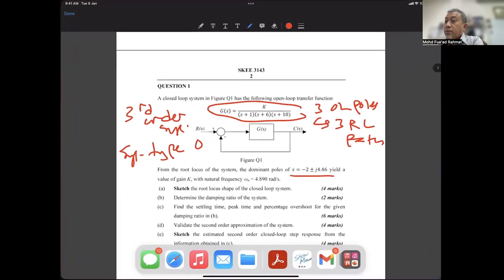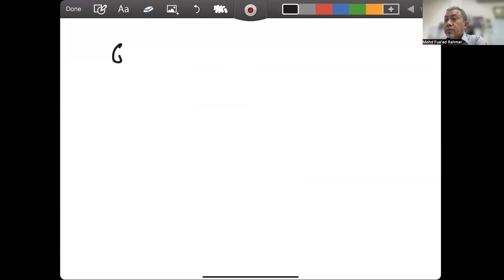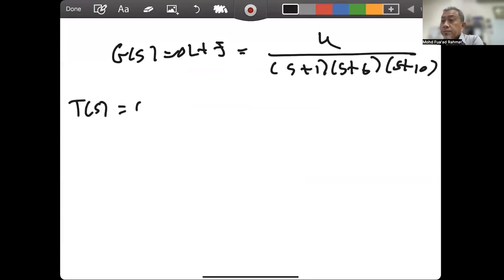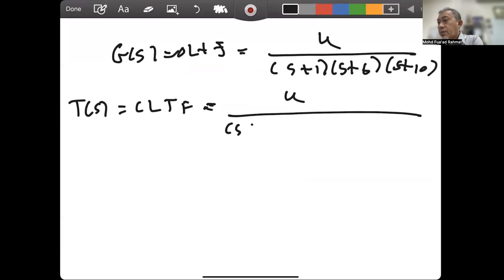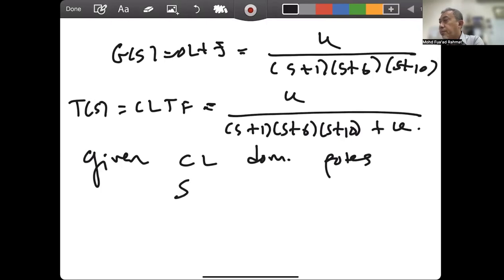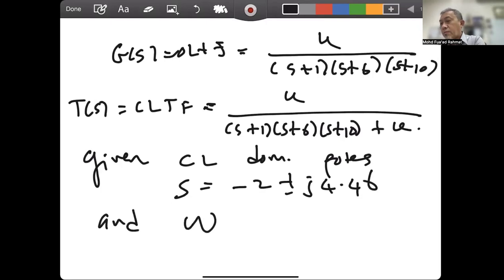By writing the details, which is the open loop transfer function, then finding the closed loop, which is the K again, s plus 1, plus K. So given the closed loop dominant pole at -2 plus minus j4.46 and omega n of 4.89 radian per second.